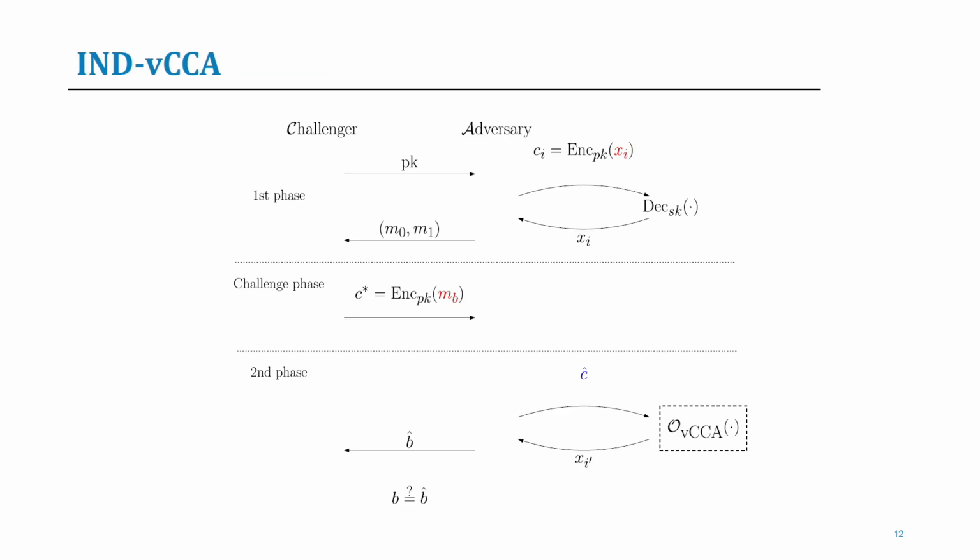Then we can just plug it into our indistinguishability game. As I said, it's exactly the same game, but instead of having the normal decryption oracle in the second phase, we now have this VCCA oracle, right? Apart from that, nothing has changed. This is actually enough to obtain some nice properties for our FHE scheme.